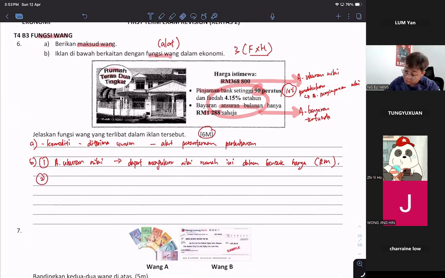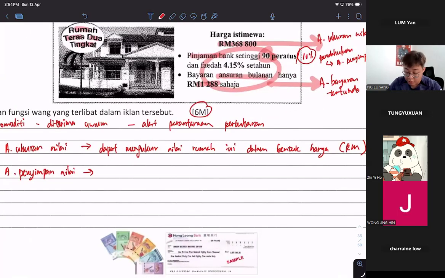So the second point is alat penyimpanan nilai. Okay, this is harder to explain. I'll try to follow my instructions. So alat penyimpanan nilai is because 90% for the pinjaman bank dan memerlukan 10% for the pendahuluan to buy this house. Which means melibatkan 10% harga rumah ini sebagai pendahuluan dengan nilai wang yang stabil.